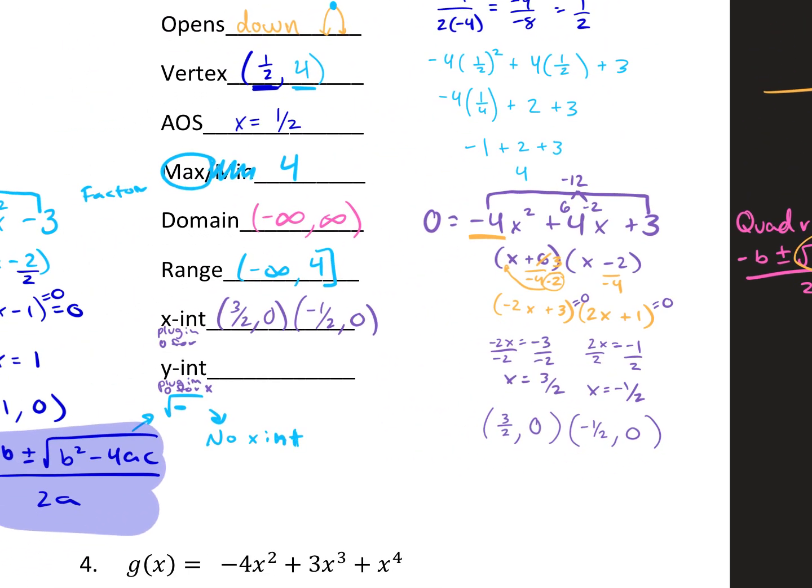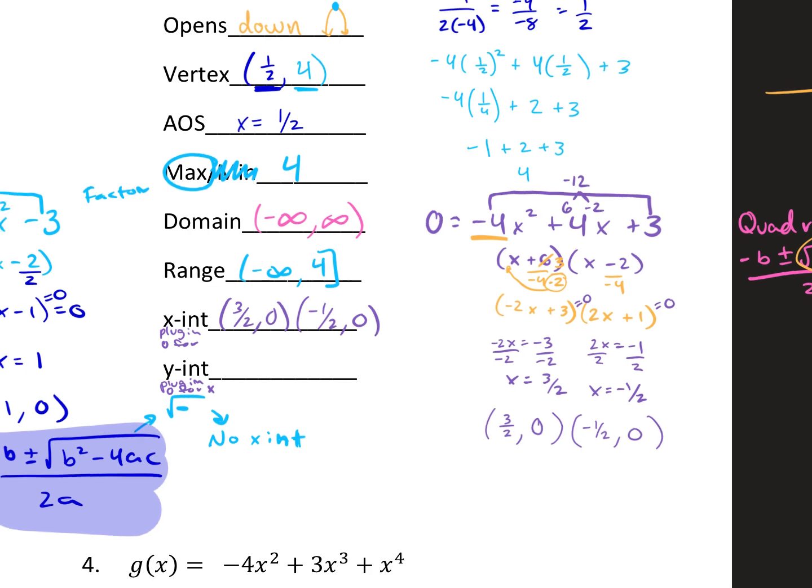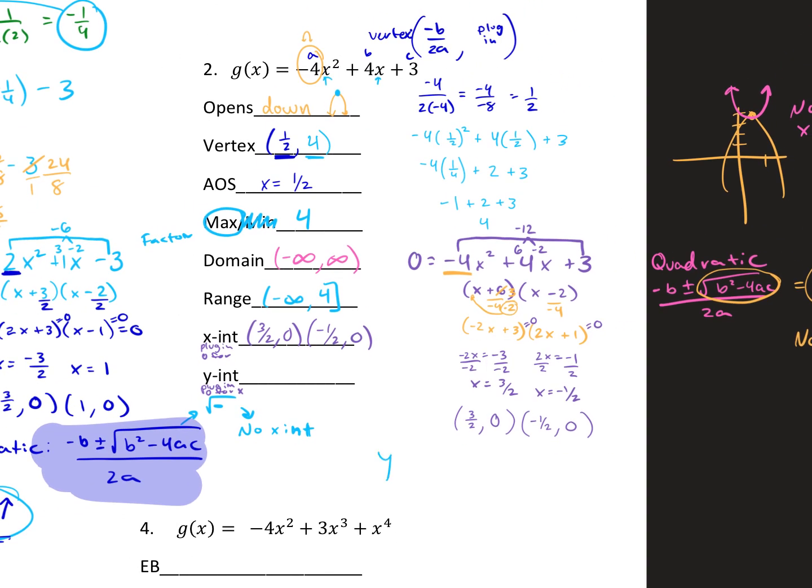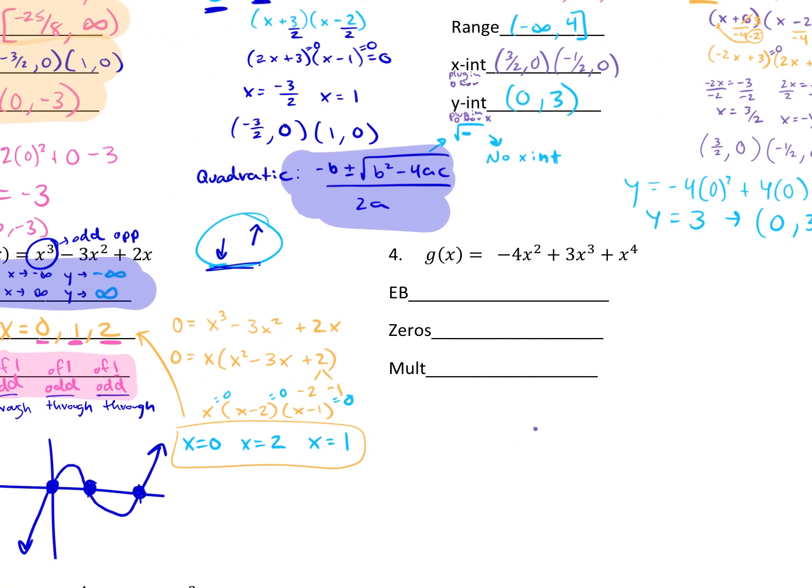All right, for the y-intercept, what do we do? Plug in 0 for x. So I have y is equal to -4 times 0 squared plus 4 times 0 plus 3. So what does y equal? 3. So our y-intercept would be 0, 3. We plugged in 0 for x and got 3 for y. All right, next.